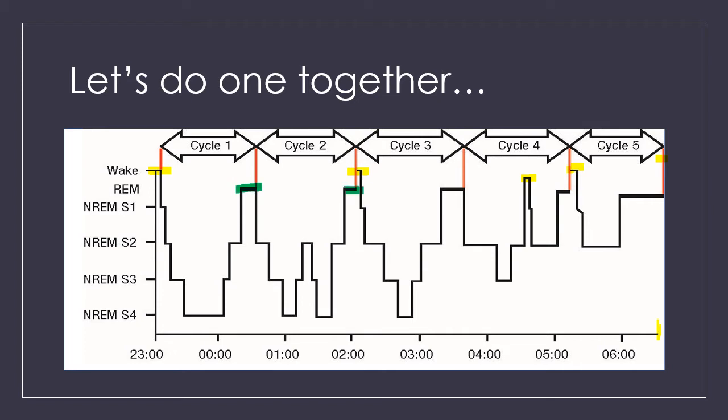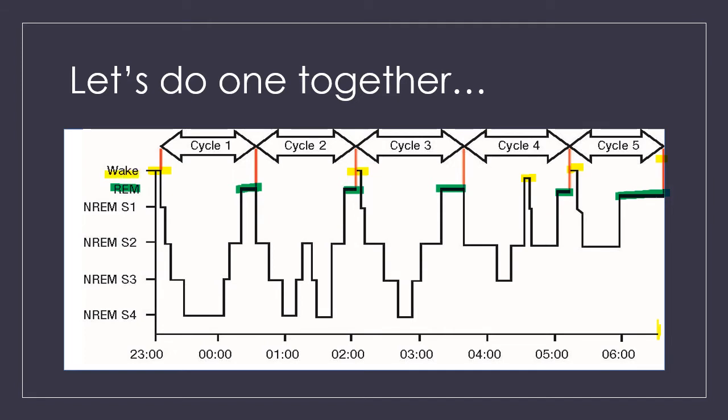There's another one there. There's one there, and I forgot this one right here. So they're the REM periods. So we know that the REM periods are the green. We know that the wake periods are the yellow.